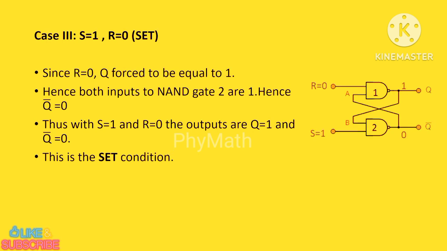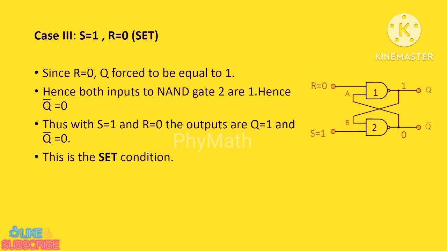Now case 3, when S equals 1 and R equals 0. In this condition, R equals 0 means the output of the first NAND gate should be forced to be 1. Why? Because the output of a NAND gate will be high when any one input to the NAND gate is low. Here the input to NAND gate 1 is low, that's why the output of the first NAND gate will be high, that is Q equals 1. So when R equals 0, Q is forced to be 1.